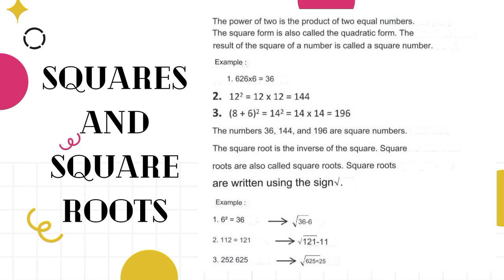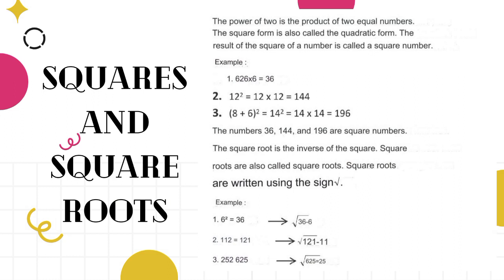Last, we talk about squares and square roots. The power of 2 is the product of two equal numbers. The square form is also called the quadratic form. The result of the square of a number is called a square number. Example, 12 squared equals 12 times 12 equals 144. The number 144 is a square number.